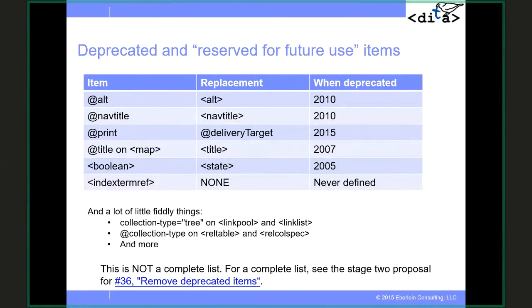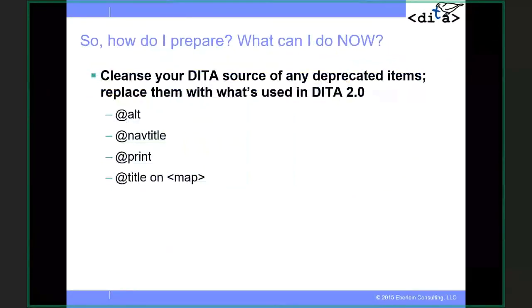So if you're thinking about how to prepare, what you can do right now to prepare for DITA 2.0 is to get rid of these old deprecated attributes. Most of these, alt, nav title, and title on map, were deprecated because we needed to move forward to providing that information in elements, which are more easily localized. And the print attribute was removed because it's old functionality.